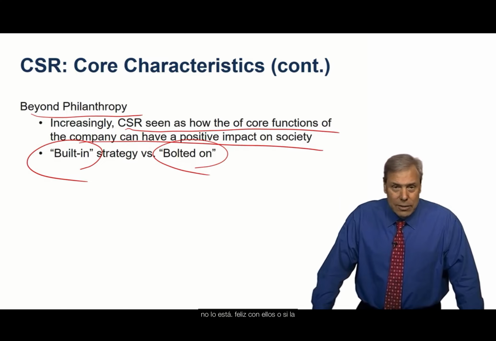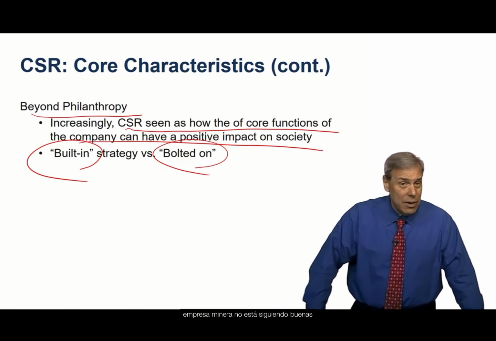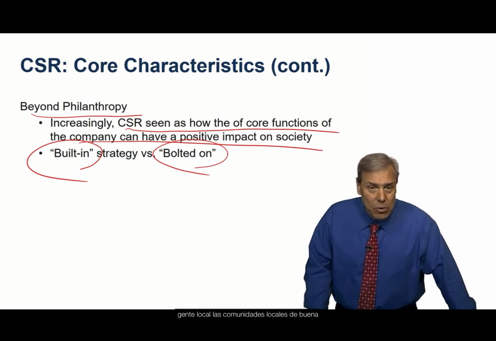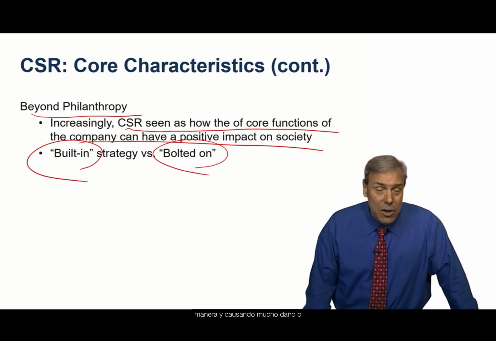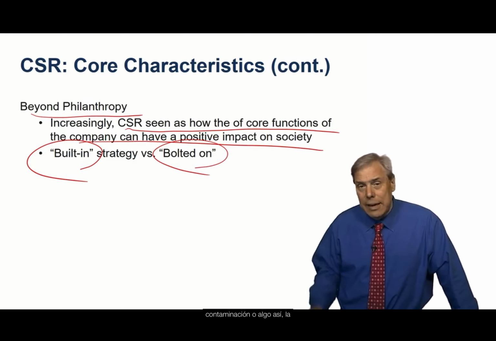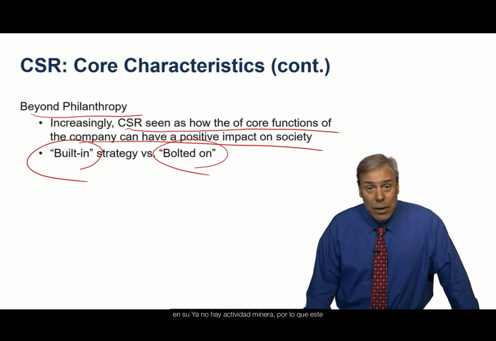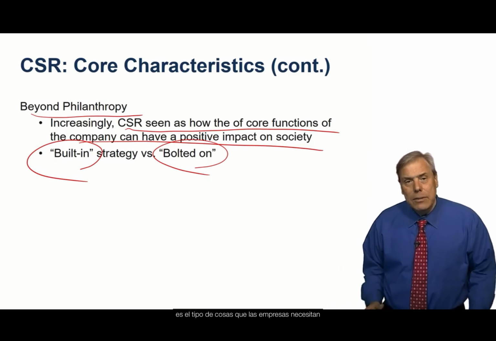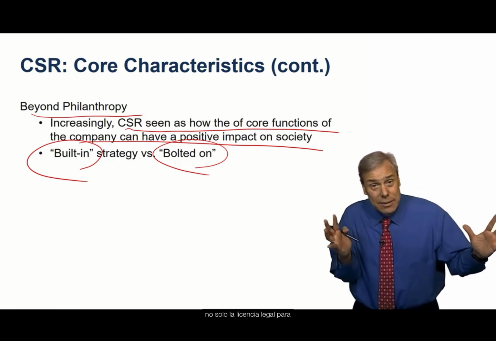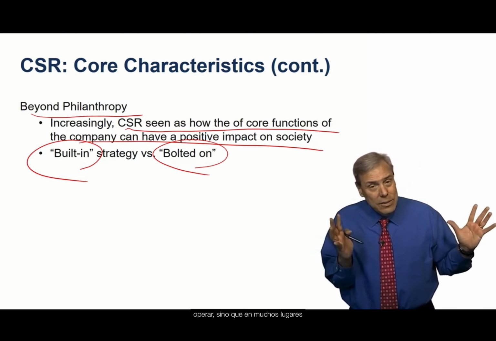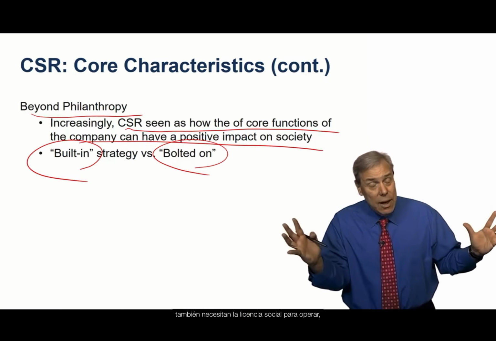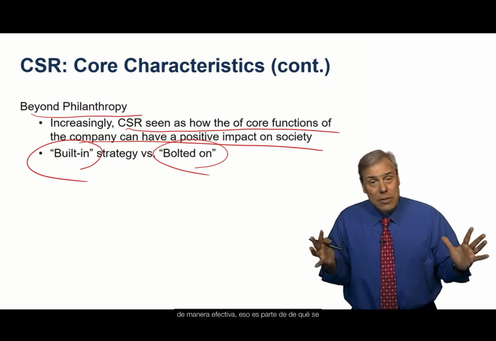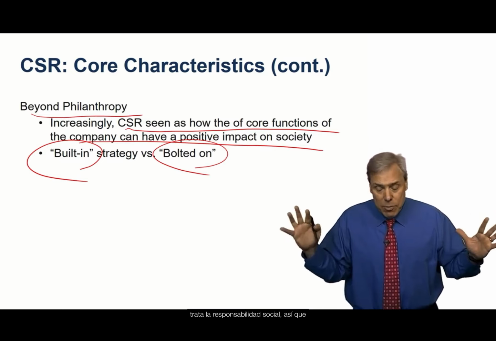If the local community is not happy with them, or if the mining company is not following good societal practices and treating the local people, the local communities in a good way, and causing a lot of harm or pollution or something like that, the mining company might not be able to go in and do its mining activity anymore. So this is the kind of thing that companies need, not just the legal license to operate, but in many places they need also the social license to operate. They need the social acceptance and approval actually to do their business effectively. So that's part of what social responsibility is all about.